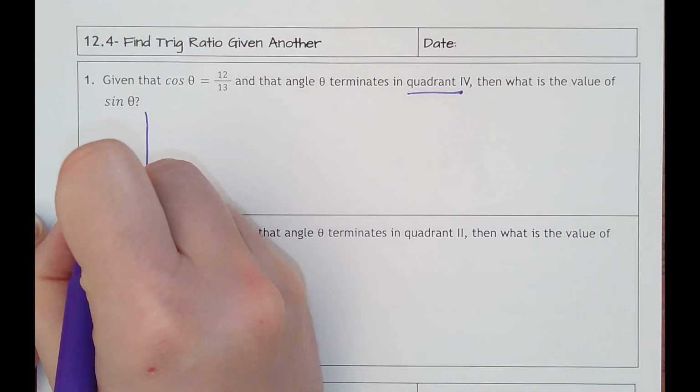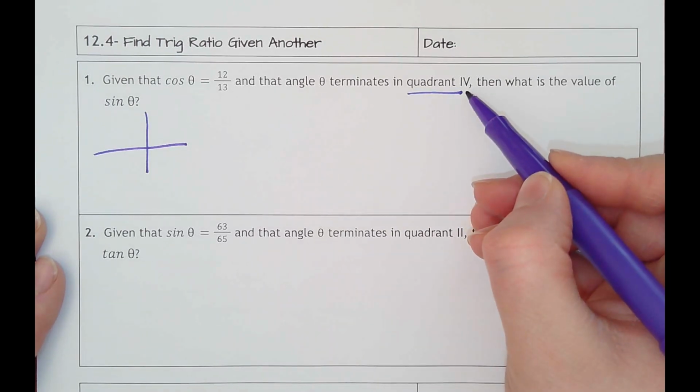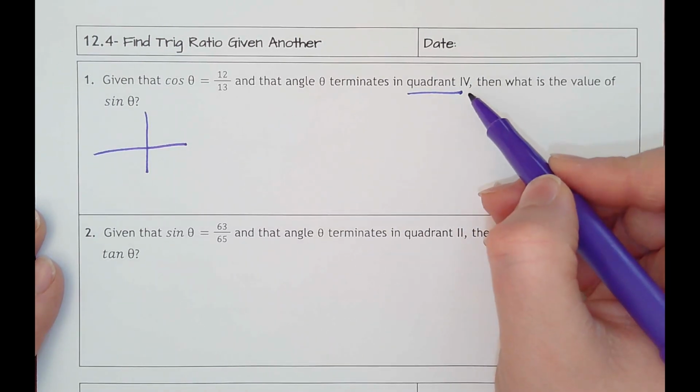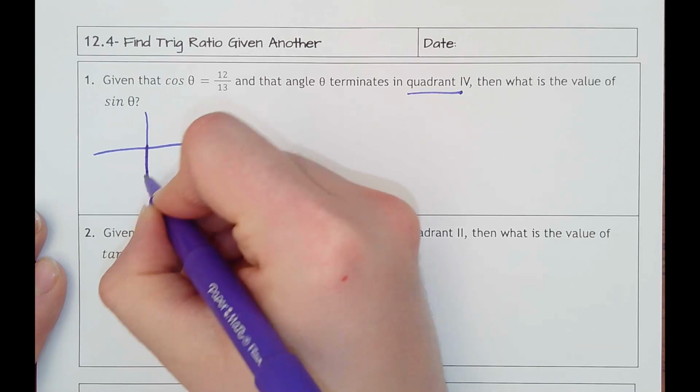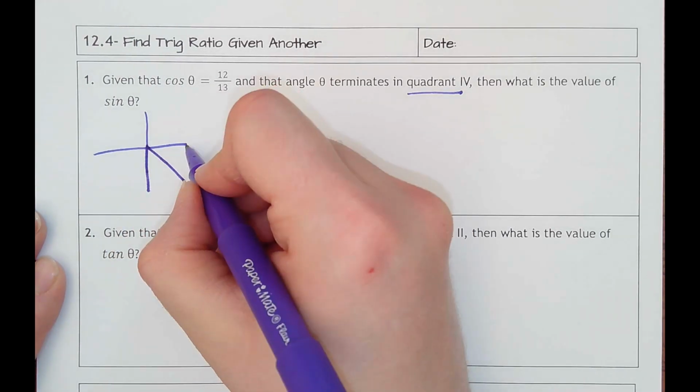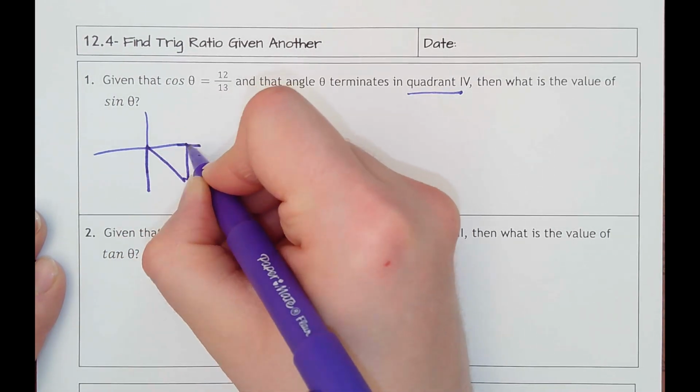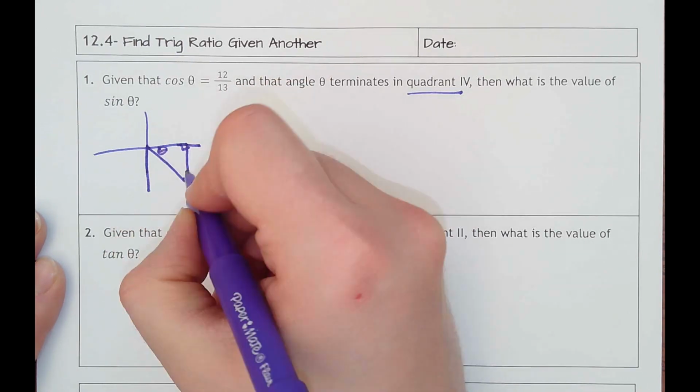So let's sketch a little coordinate plane here, and it tells us that the terminal side is in quadrant 4. So that means I've got some kind of ray right here. That means my triangle is going to be formed like this.